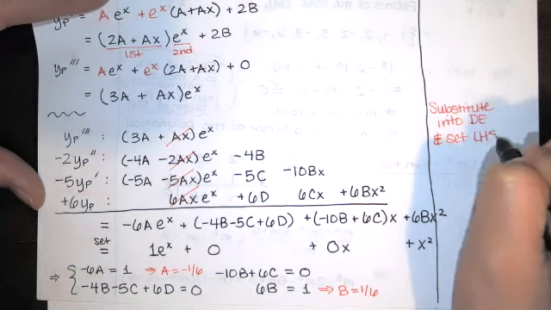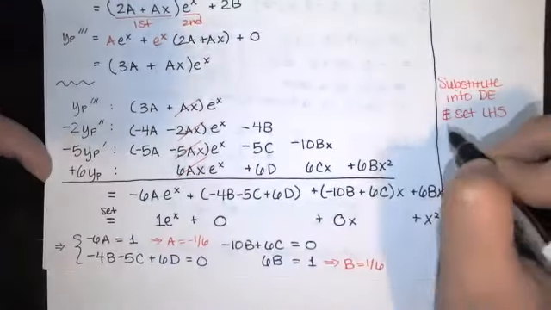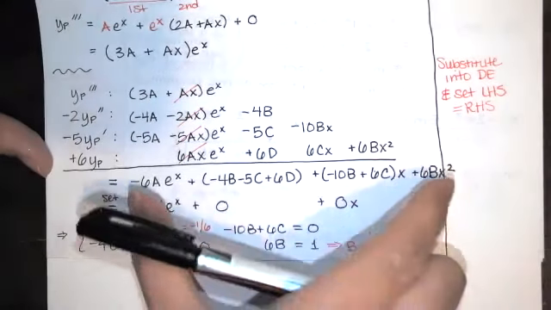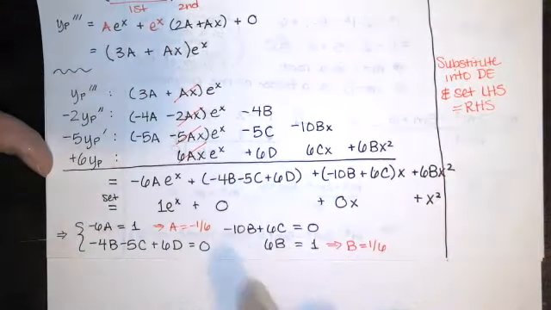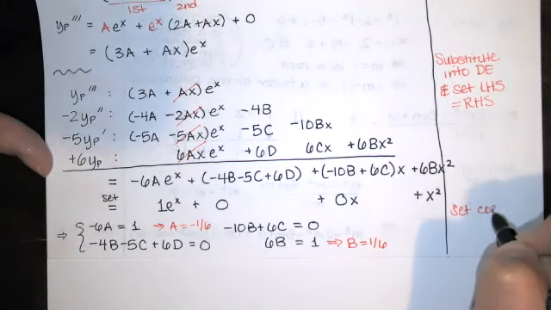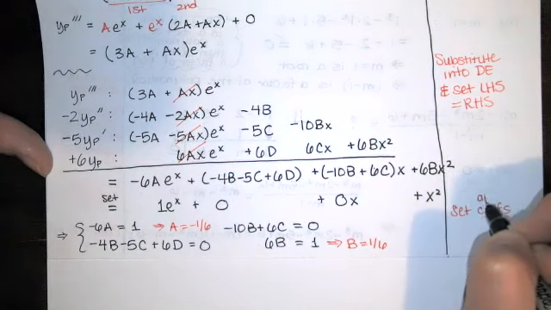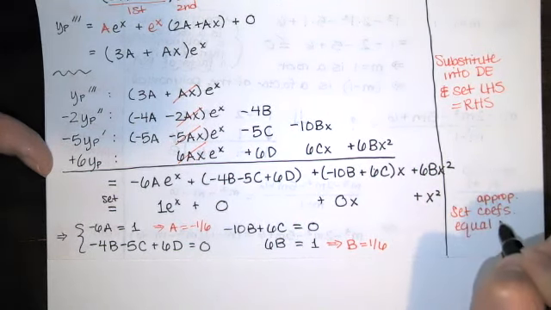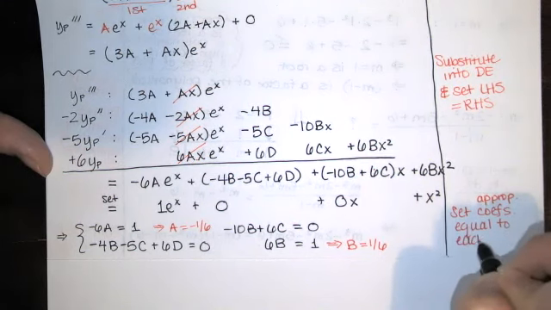And you're going to set the left-hand side that's simplified equal to the right-hand side. And then we say this equals this if and only if the coefficients are equal. So set coefficients. I'm going to say appropriate coefficients equal to each other. Hopefully you know what that means.